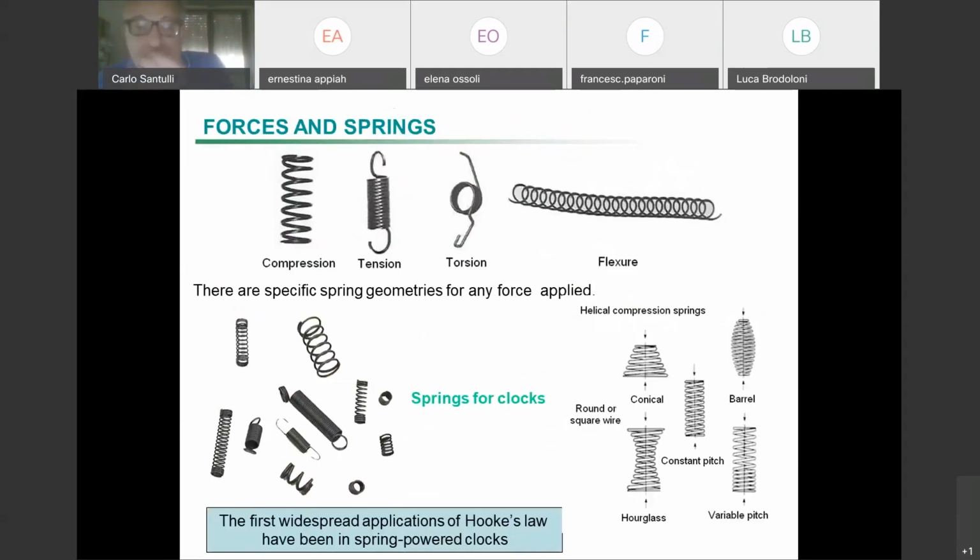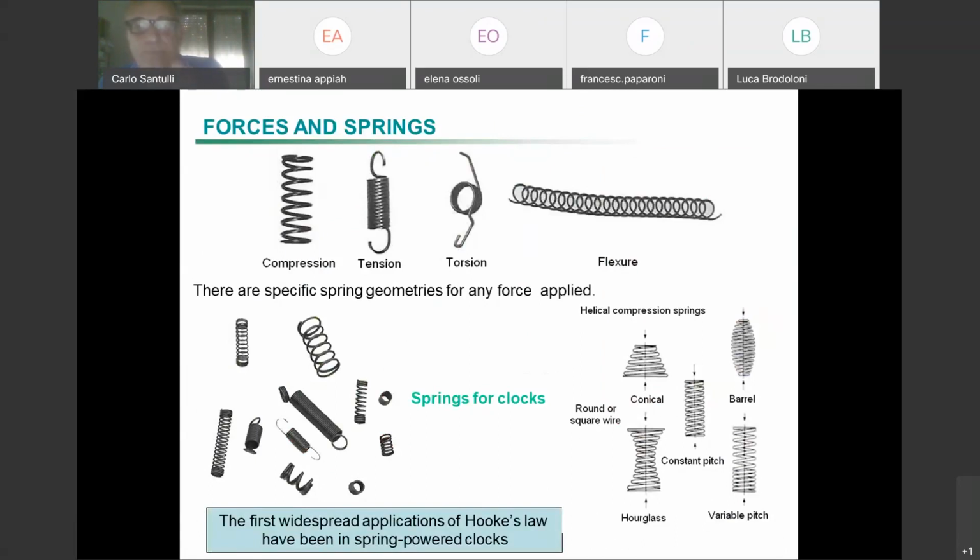Okay, it is important to remember one thing: that the forces also determine the geometry you want to give to the object. I'm showing springs here because, for example, we have springs. You may recognize some of these springs. You may have them in some simple objects you have at home.